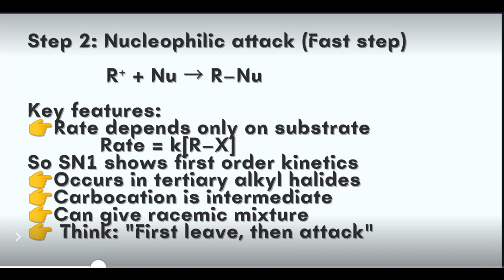Why does the rate depend only on the substrate? SN1 shows first order kinetics. It occurs in tertiary alkyl halides. Third, a carbocation is found as an intermediate. And it can also give a racemic mixture. So think: first leave, then attack. First the halide will leave, then the nucleophile will attack. So it forms in two steps.